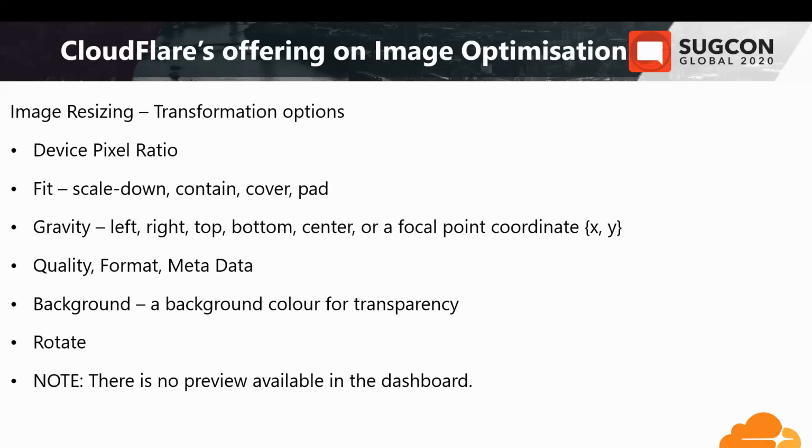Metadata specifies how you would like the metadata to be stripped out. There are three options in there. Check those out. I would highly recommend just using none. Background, so you can add a color underneath the image for transparent images. Rotate, straightforward, just rotates the image. Please note that there's no preview available in the dashboard, so any changes that you make on your edge worker process to resize the image, you have to deploy out and then test all your previews within the browser.